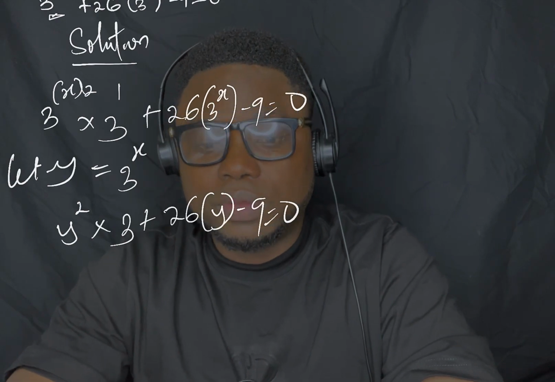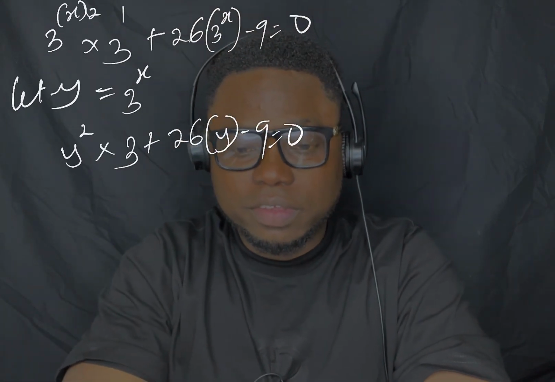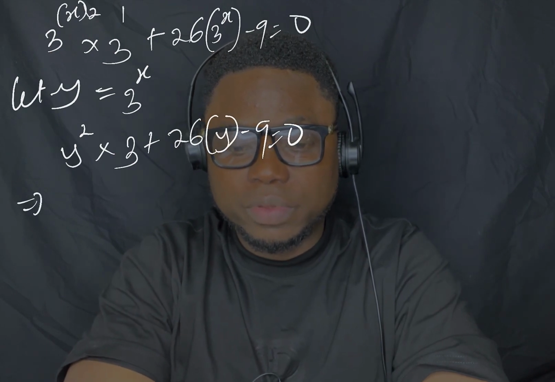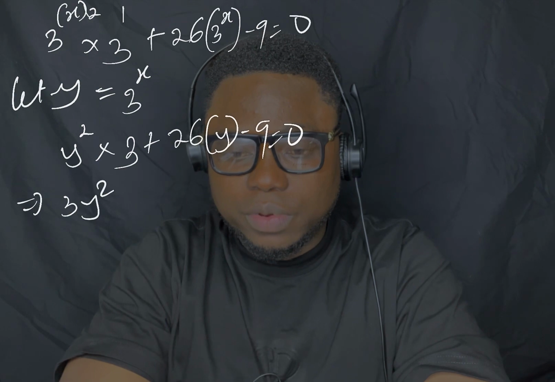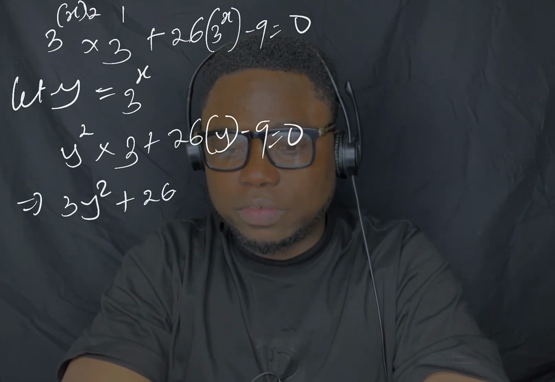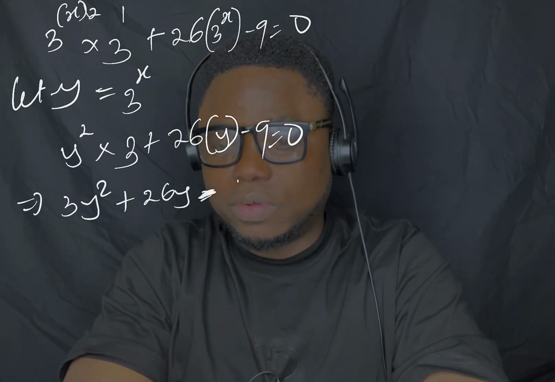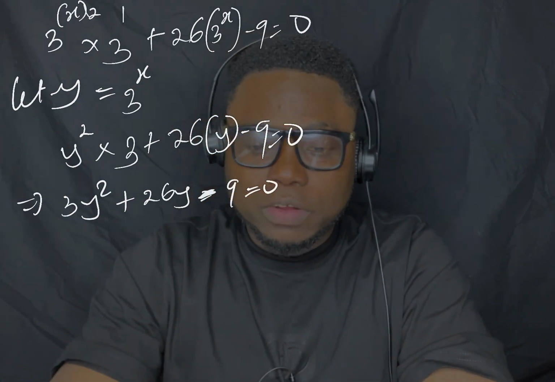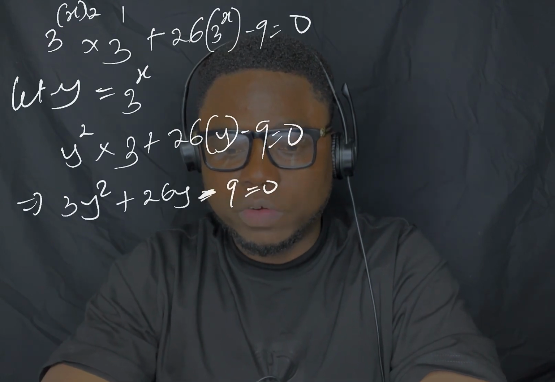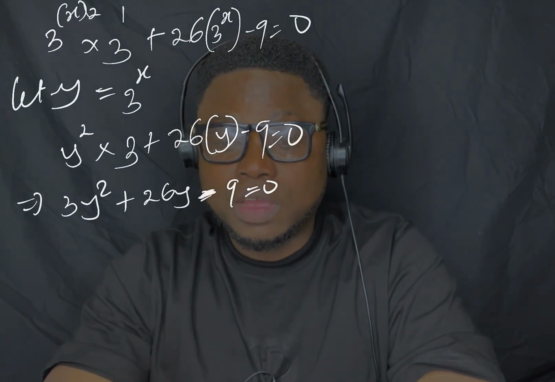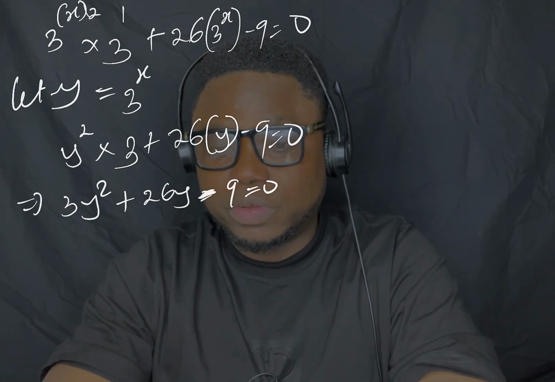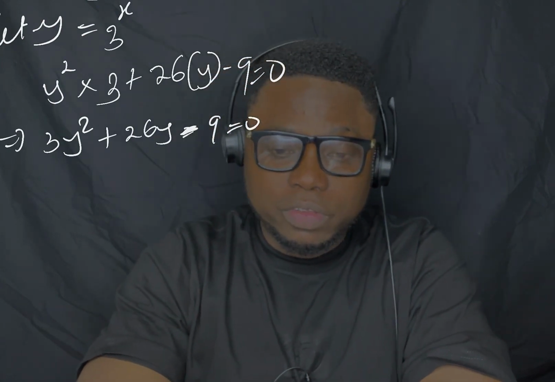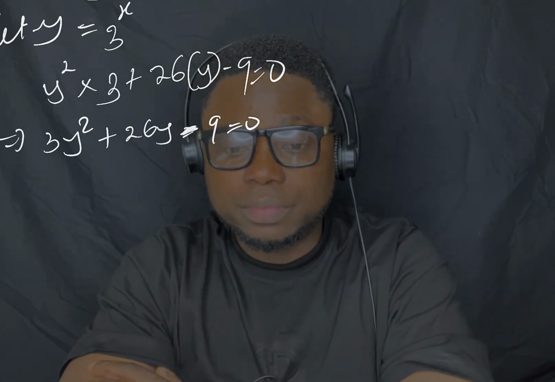Now that is it. This is the same thing as y squared times 3, which is going to be 3y squared plus 26y minus 9 is equal to 0. So this is a quadratic equation, and I'm going to factorize it now. You can use the completing the square method or the quadratic formula, but I'm going to use the factorization method because it's shorter.